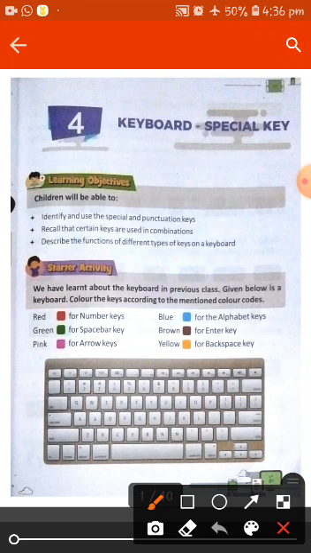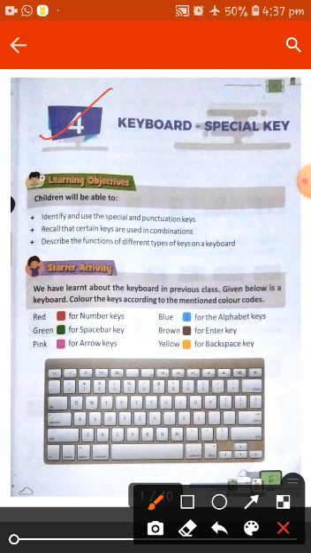Let's start a new chapter, chapter 4, Keyboard Special Keys. So students, tell me what is a keyboard? We use the keyboard to type in data and instructions to the computer in the form of numbers, letters, and symbols. And we also know it has small buttons which are called keys. Normally there are 104 keys in a keyboard.